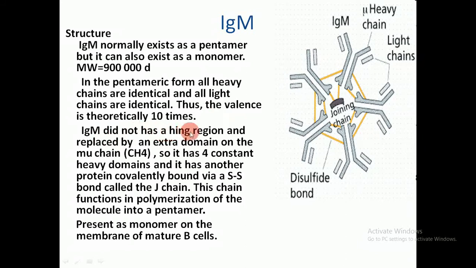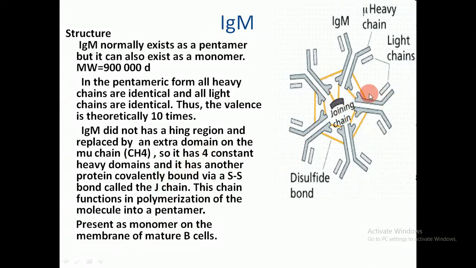IgM does not have a hinge region. As we see, there is no hinge region in this antibody, and it is replaced by an extra domain on the mu chain, CH4, because the standard antibody has 3 constant domains, while IgM has an extra constant domain, CH4, which replaces the hinge region. So it has 4 constant heavy domains.